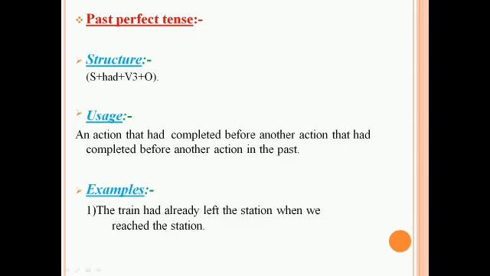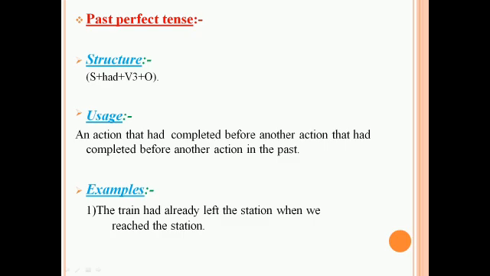We use past perfect tense to express an action that had completed before another action in the past. Example, the train had already left the station when I reached the station. Here again there are two past actions. The train had already left, that is one action. We reached the station is another action.